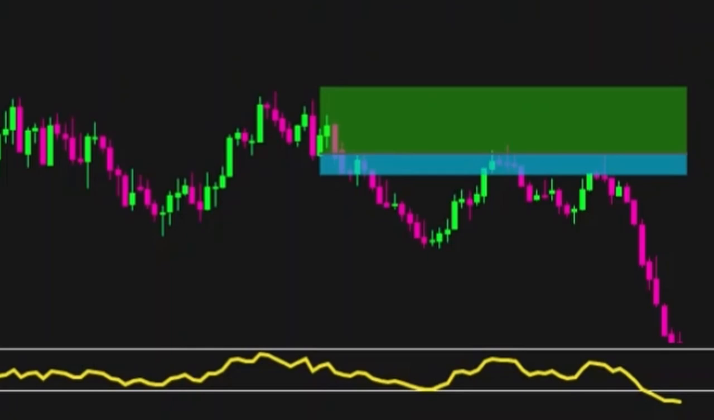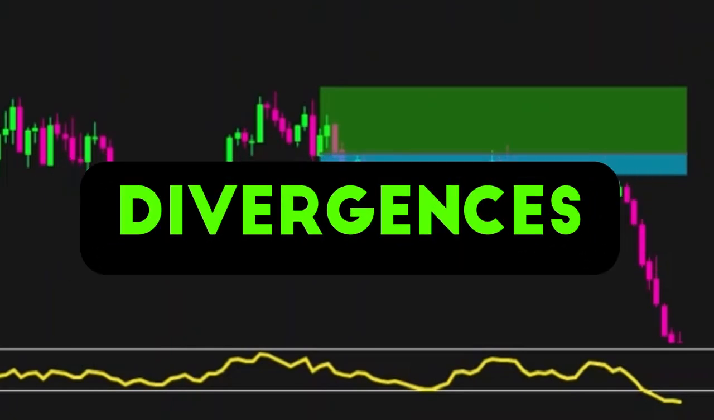Now let us move to the first strategy of the RSI indicator. So, in this strategy, we would use the divergences.